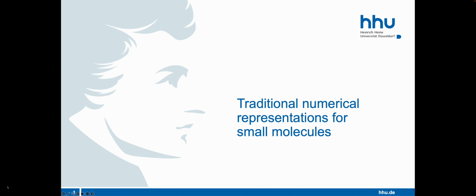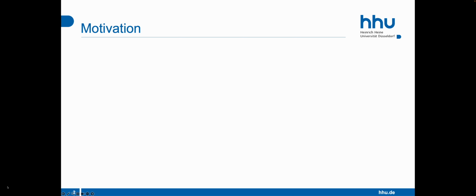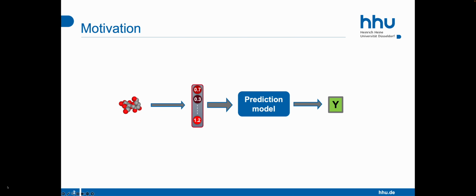The reason why we want to have numerical representations for small molecules is the same reason why we generated numerical protein representations. When we want to make predictions for small molecules, we need a numerical representation of the small molecule that contains as much meaningful information about the small molecule as possible. We can then use this numerical representation as the input for a machine learning model, which we can train to predict a property of interest.